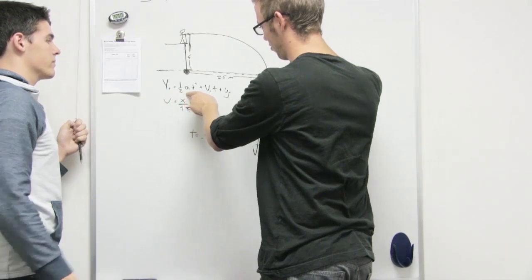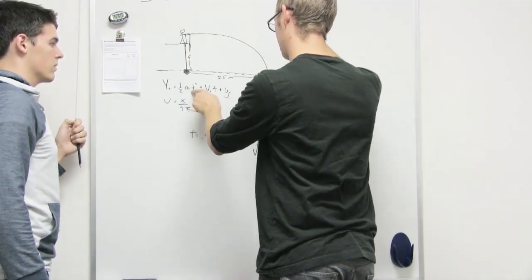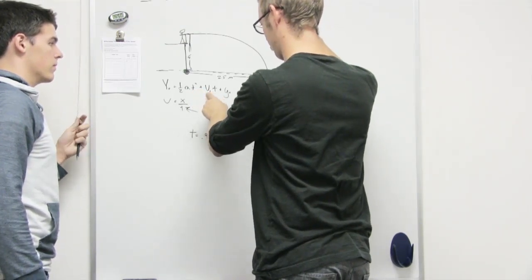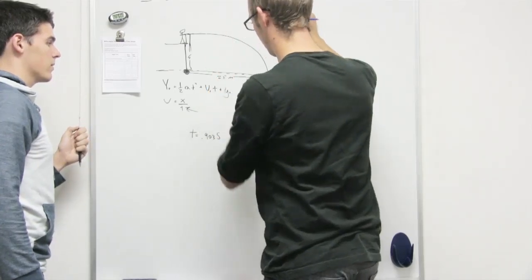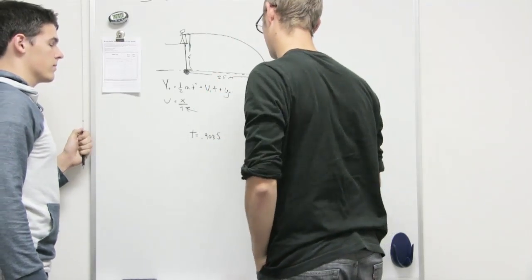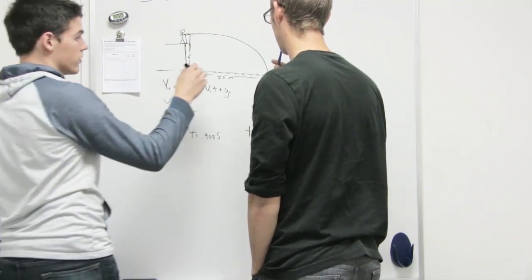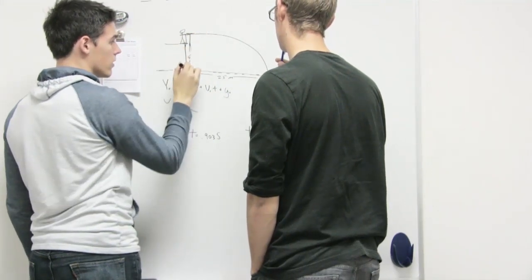So the fall in y: 1/2 times acceleration times t squared, plus initial velocity times t, plus the y naught. So the starting position and the ending position.